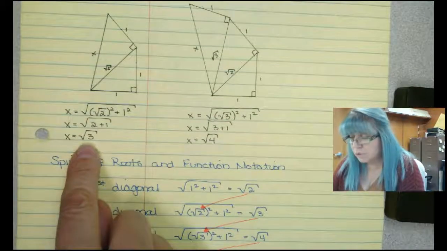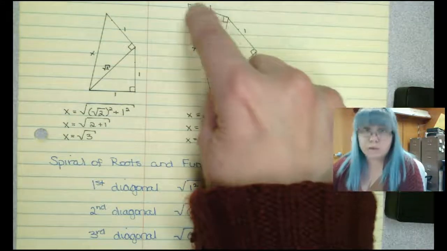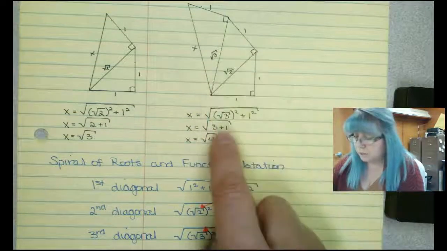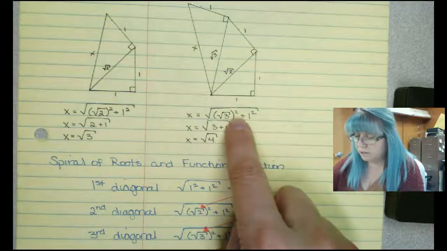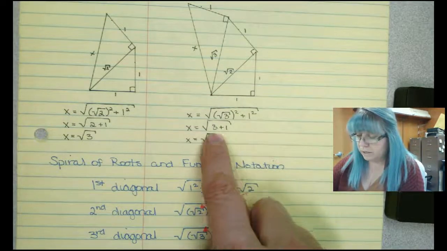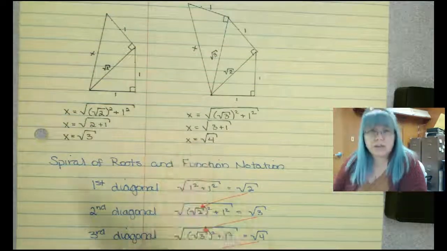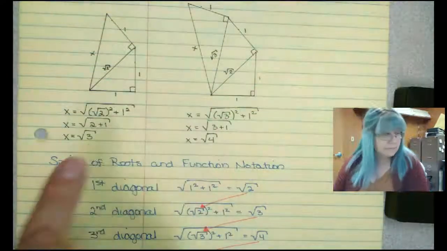And we can continue this process. Off of the hypotenuse, we create a 90-degree angle with a length of 1. Connect. That's going to be the square root of 3 squared plus 1 squared, which is the square root of 4. And every time we do this, it's going to be the square root of 5, square root of 6, square root of 7. That's how we visualize it.